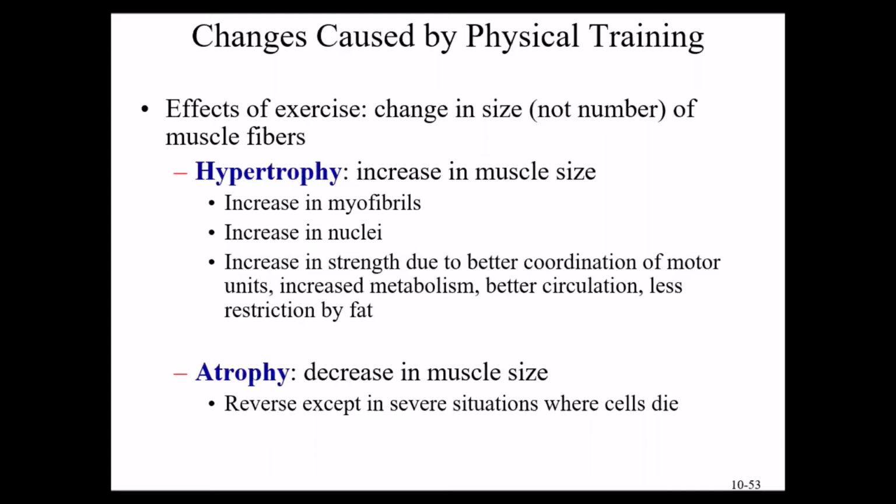And then atrophy is the opposite here. That's a decrease in muscle size. And so that just means pretty much the reverse of these conditions. Your myofilaments start to break down, and they get fewer in number. The nuclei start to break down. You have less circulation. All these types of things cause your muscles to become weaker and decrease in size.